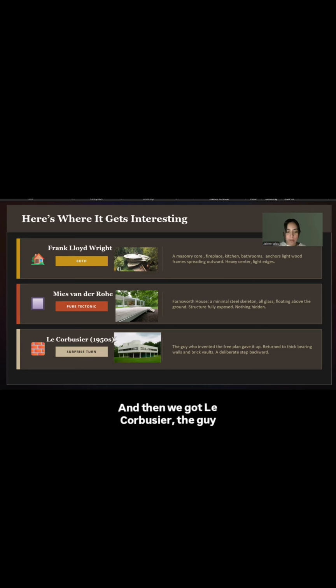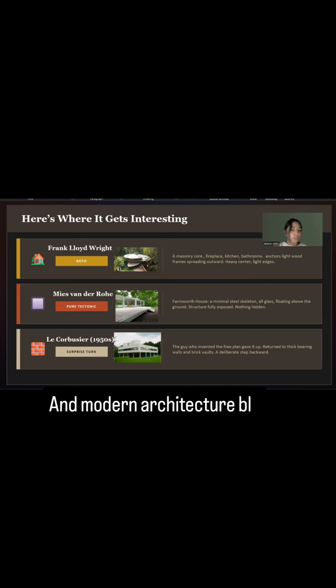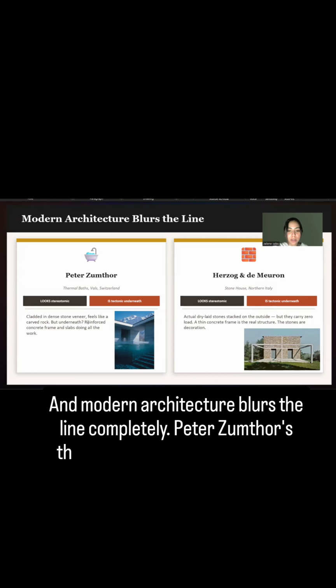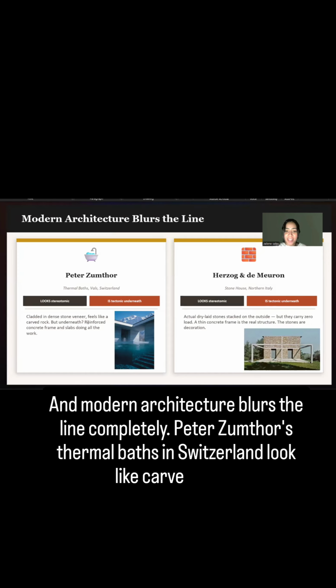And then we have Le Corbusier, the guy who invented the free plan, gave it all up and returned to thick bearing walls and brick vaults, a deliberate step backwards. Sorry if I butchered that.